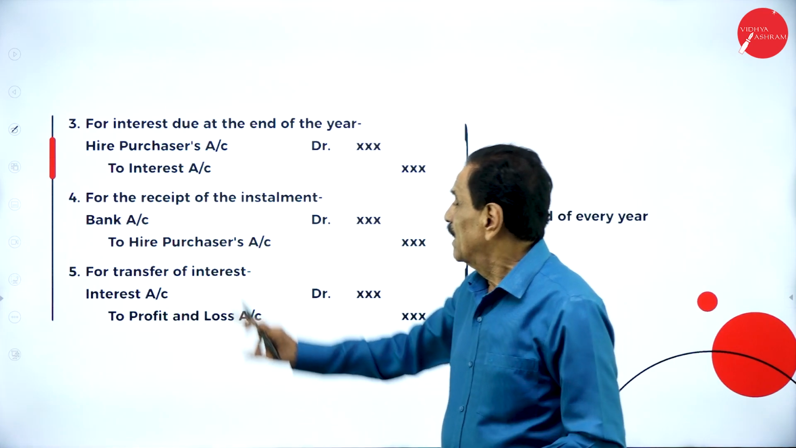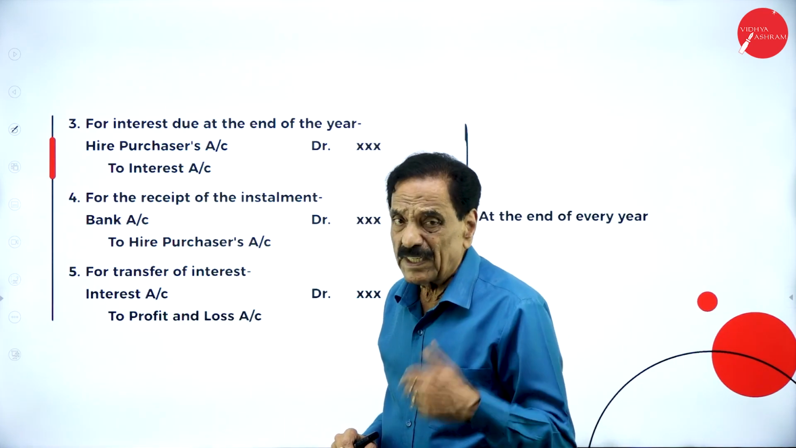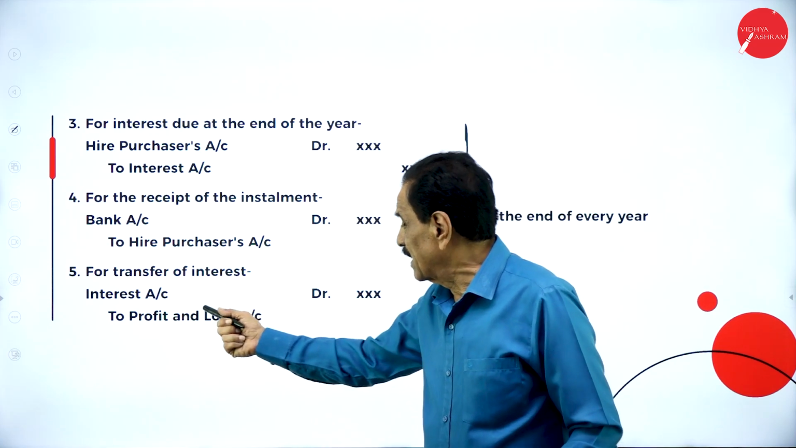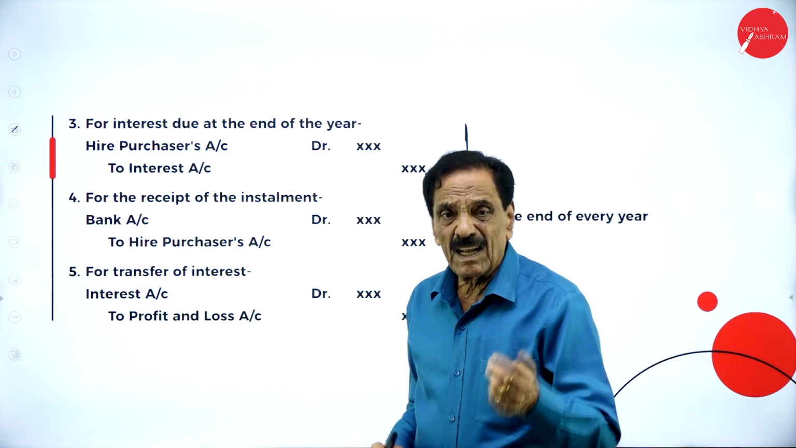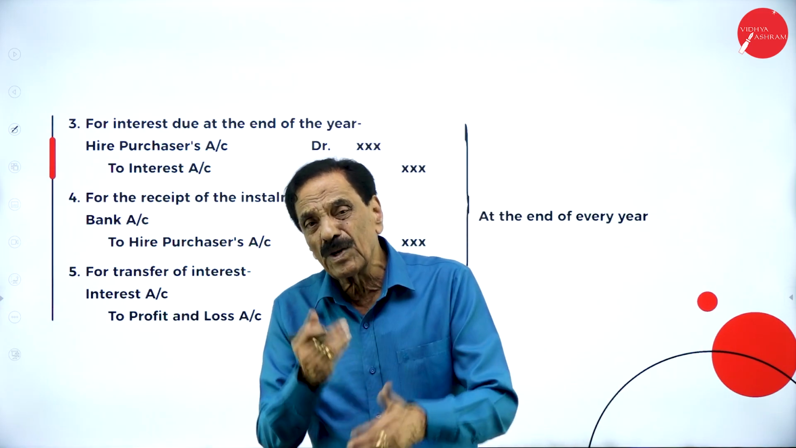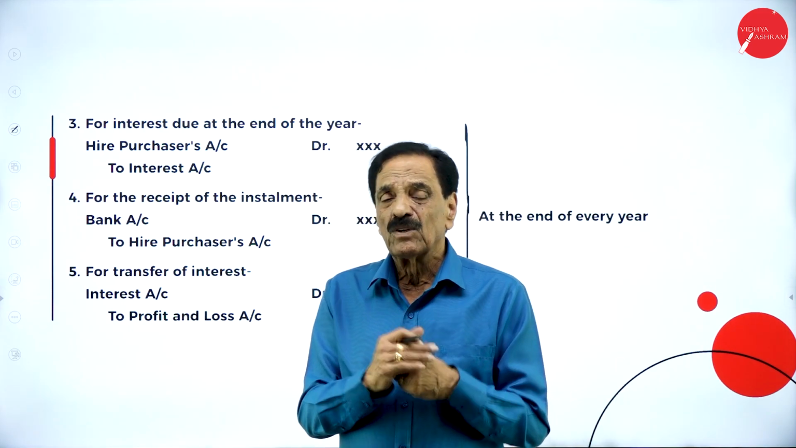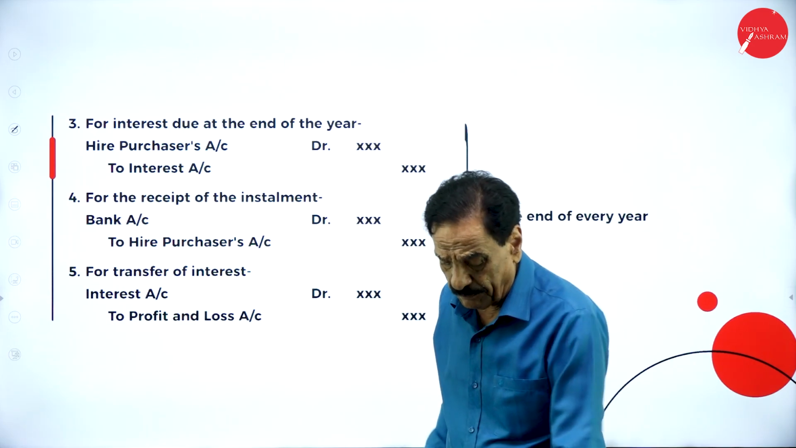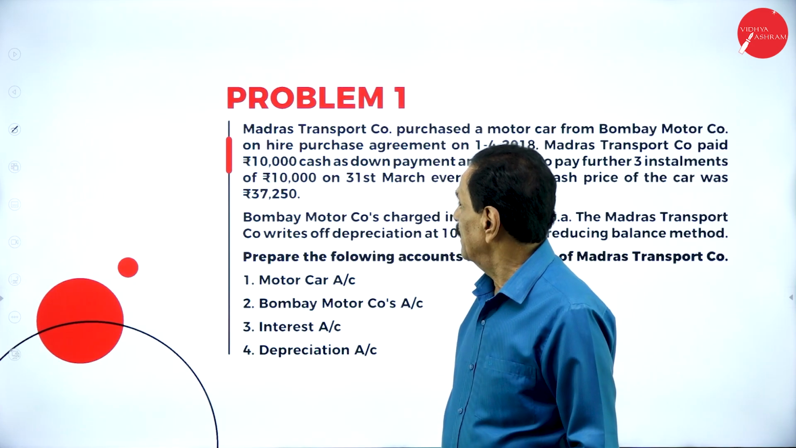What is the second year? Hire purchaser account debit to interest account. First installment, bank account debit to hire purchaser account. Interest will be transferred to profit and loss account: interest account debit to profit and loss account. It moves on, only the amount will be changed. So we have to learn the entries, then it becomes easy for the ledger. We'll move on to the ledger now.